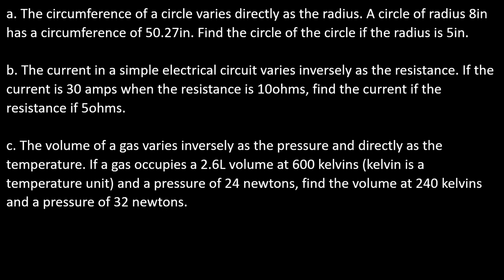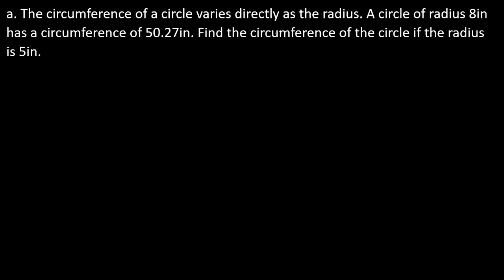I'm going to go through these three examples, so you can pause and read them over if you'd like. Otherwise, I'm just going to jump right into them. Starting with the first one: the circumference of a circle varies directly as the radius. A circle of radius 8 inches has a circumference of 50.27 inches. Find the circumference of the circle if the radius is 5 inches.